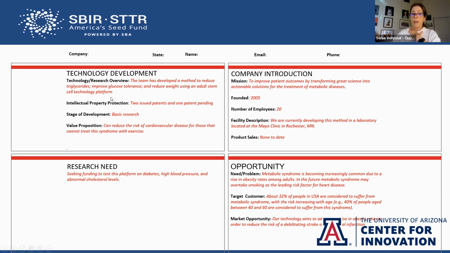So what are you going to be doing? What method? What's your technical approach? If you have any patents, stage of development, basic research. So here you'd probably be at a TRL level 1, at most TRL level 3. And in this particular example, the value proposition would be to reduce the risk of cardiovascular disease.